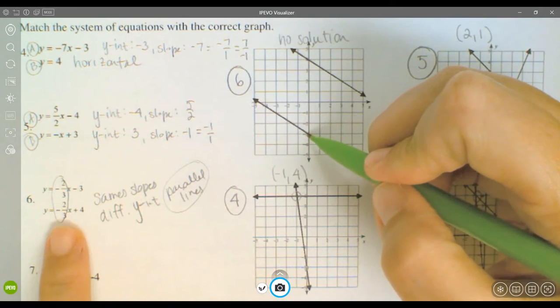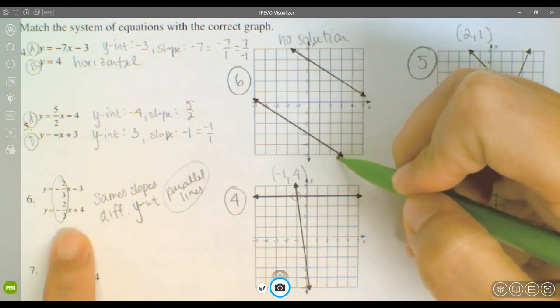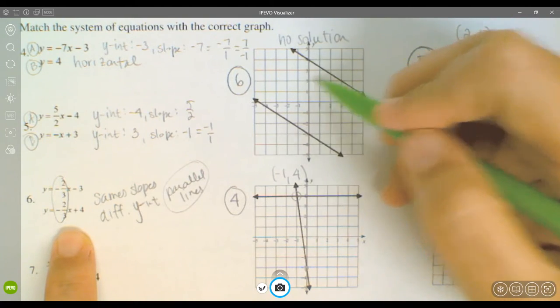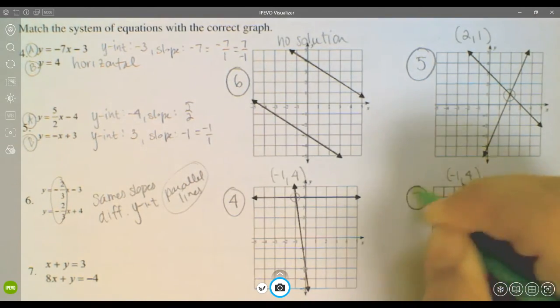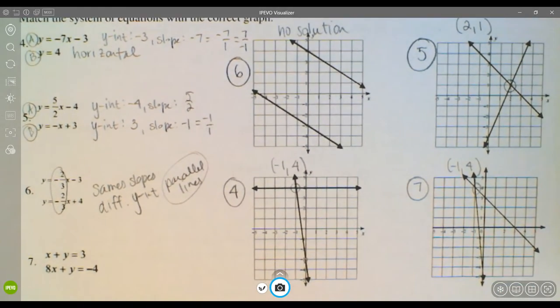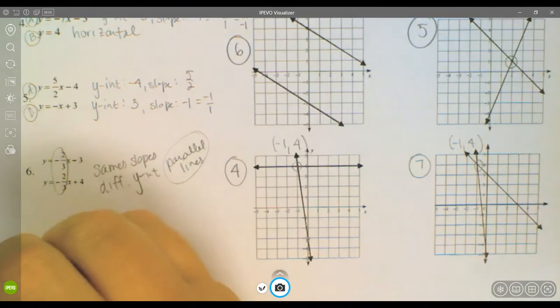My slope is -2/3. So my y-intercept is -3, down 2 to the right 3. Here, down 2 to the right 3. And so by default, number 7 must be this graph. But I do want to give a little attention to number 7 because it's in standard form.